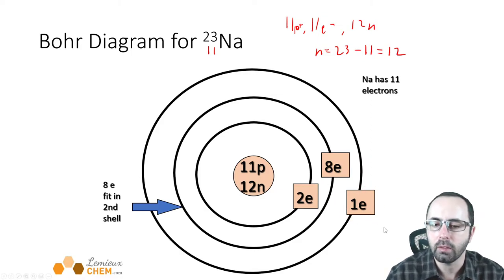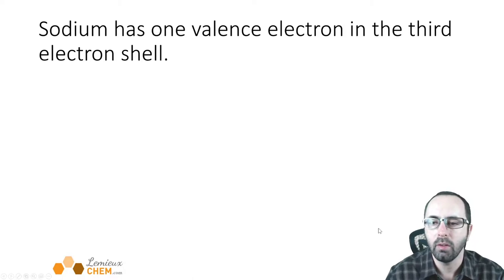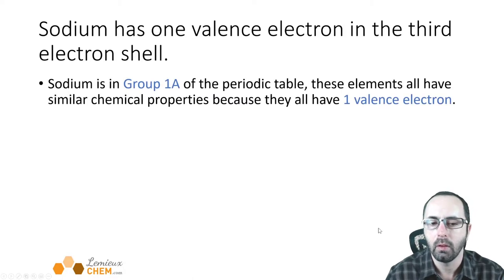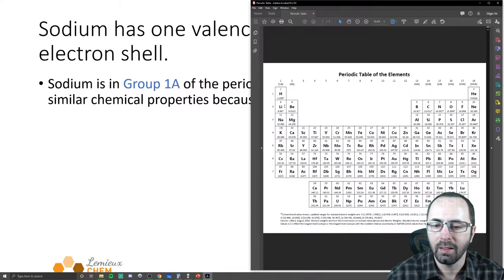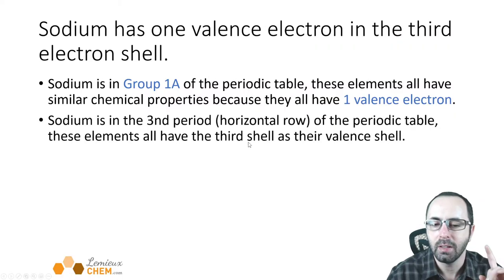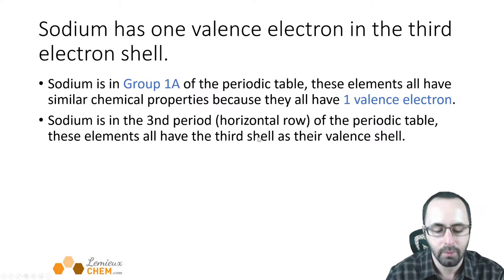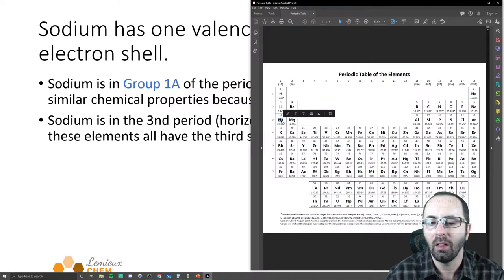It has one valence electron. So sodium has one valence electron in its third shell. Sodium is in group 1. Coincidence? That was the same for lithium, right? Lithium had one valence electron, but it was in the second shell. Sodium also has one valence electron, and it's also in group 1. Interesting. Also, that one valence electron is in the third shell, and sodium is in the third row, or the third period.